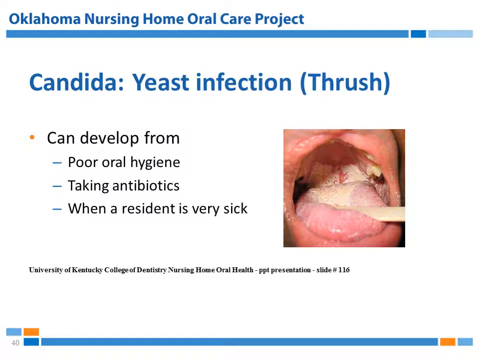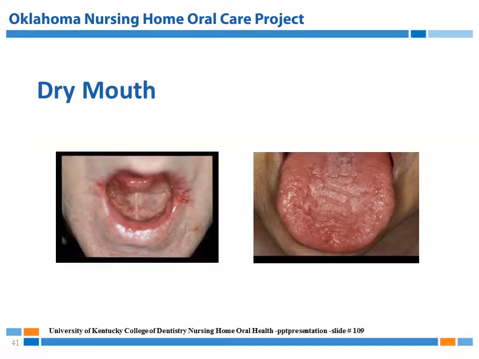Yeast or thrush can develop from poor oral hygiene, or taking antibiotics, when a patient's very sick. I've seen this a lot with patients who are receiving chemotherapy. Dry mouth. Dry mouth increases incidences of dental decay. Sometimes it's medication they're taking. Sometimes they're just prone to dry mouth. Sometimes they're just dehydrated and we need to give them lots of fluid.